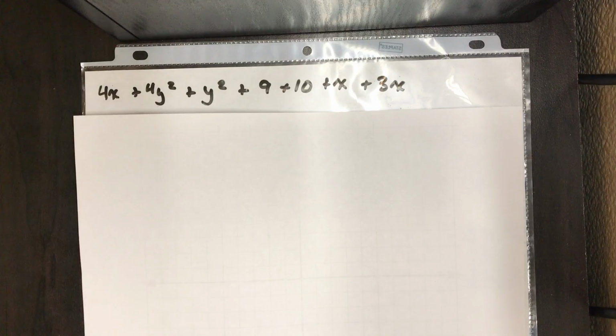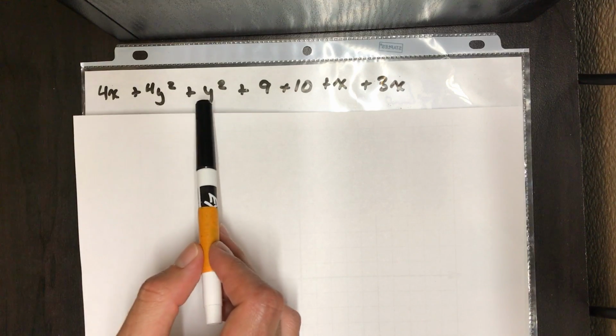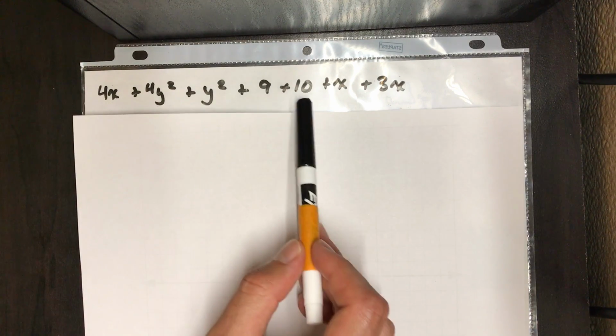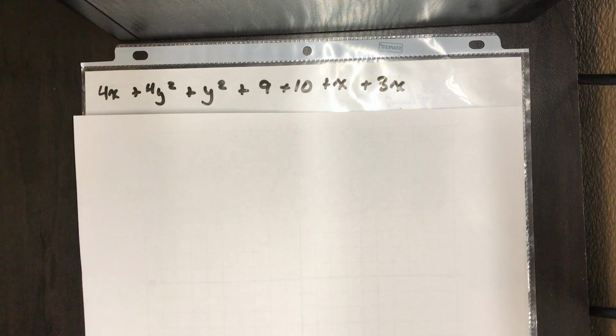Now we've got our expression here. I'm going to read it out loud so we can all agree what it is. We've got 4x's, we've got 4y squareds, plus another y squared, plus 9 ones, plus 10 ones, plus 1x, and plus 3x's. I like saying the terms back to myself so that way I know what to grab for my stack of algebra tiles when I make the visual.